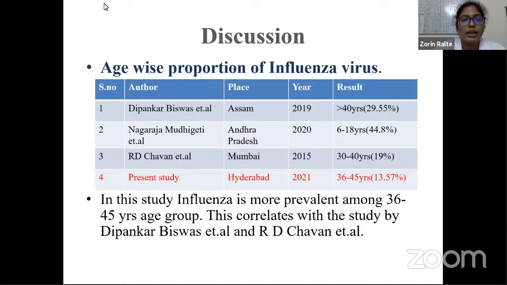Coming to discussion, age-wise proportion of influenza virus. In this study, influenza is more prevalent among 36 to 45 years age group. This correlates with the study by Dipankar Biswas et al., where the most affected age group was above 40 years, and R.D. Chevan et al., where the most affected age group was 30 to 40 years.